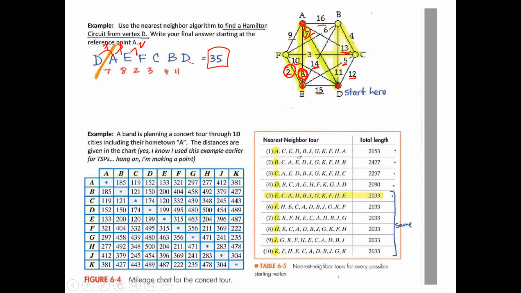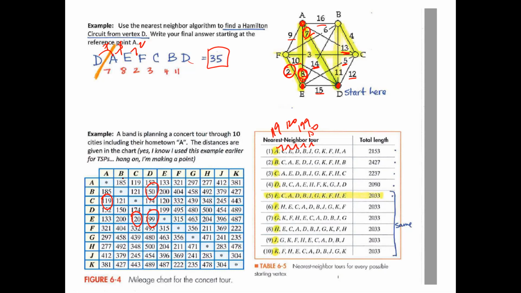And then, of course, inside, you go ahead and rotate the different variations of the number. And then these are the total lengths. So, for example, A to C is 119. C to E is 120. E to D is 199. D to B is 150.